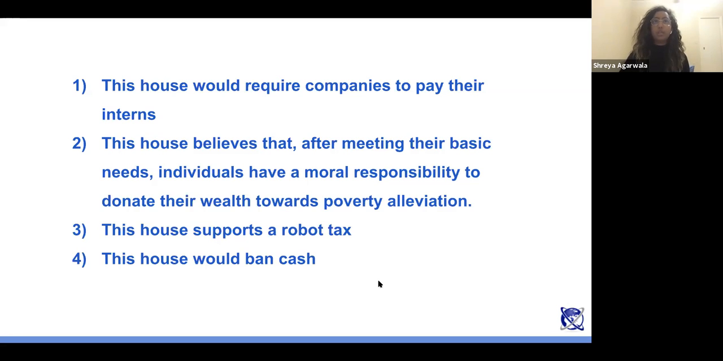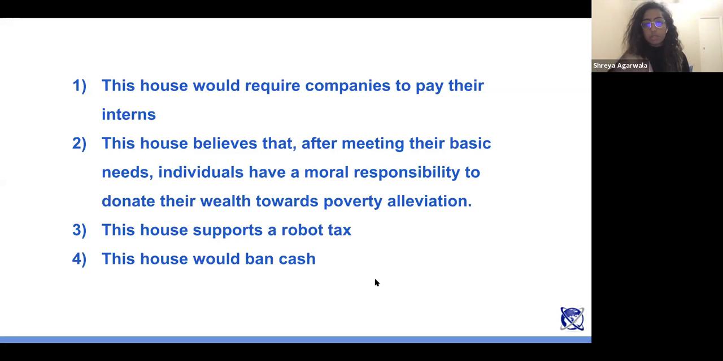Finally, this house would ban cash. This one was a pretty old one, to be fair. I think I had it my sophomore, junior year, so a long time ago. But it was in relation to India banning cash at the time. So this one is specific to how cash operates as a currency. Something you would have to look up is how currency in general works. So those are just some ideas of how economics topics are going to work.